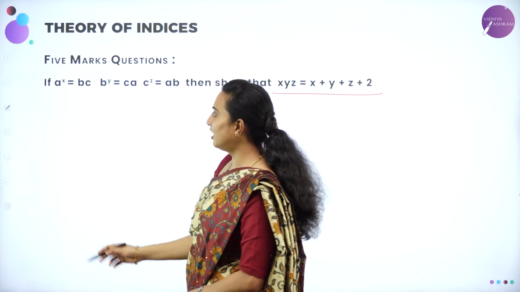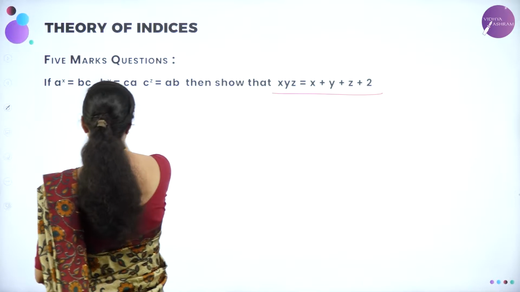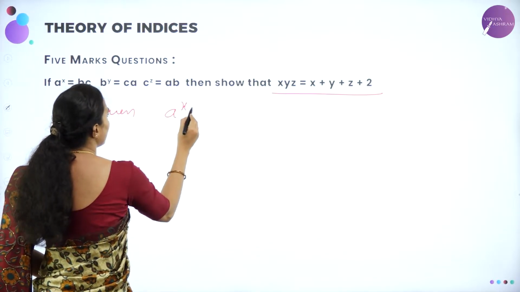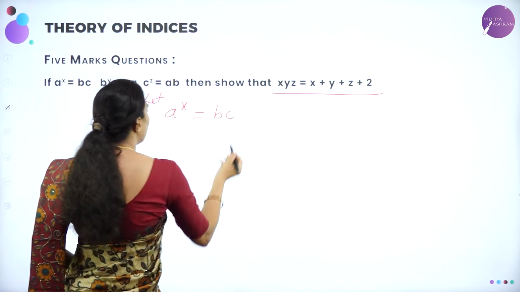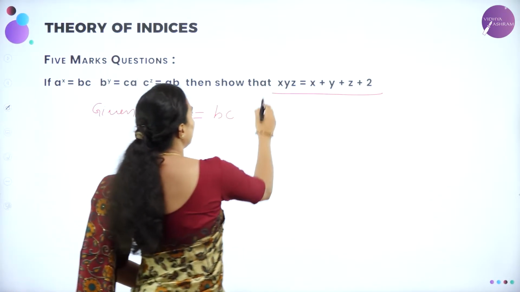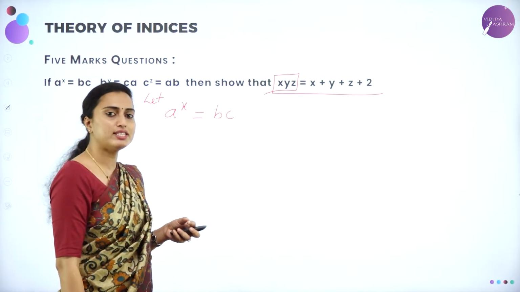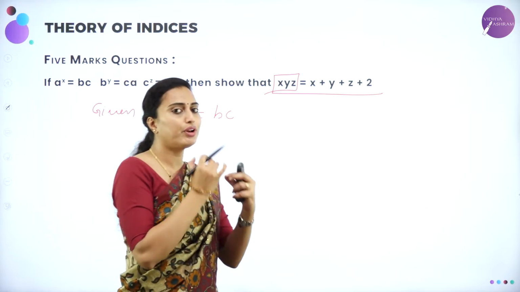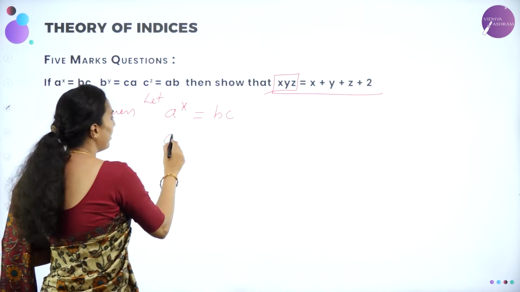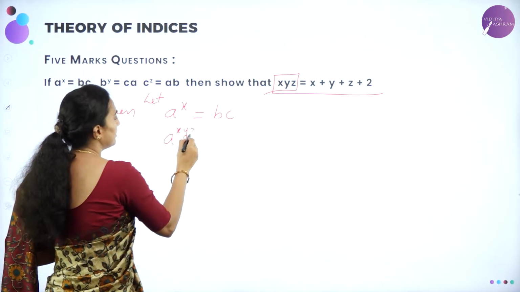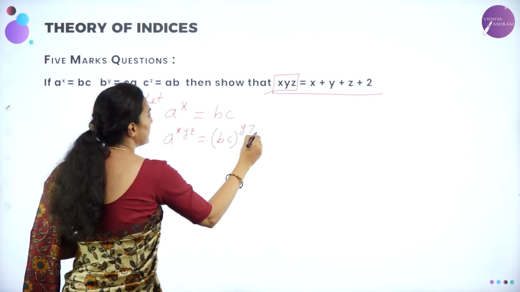So let us take what is given. I am going to take a power x is equal to bc. In the left hand side, I want xyz, which I do not have here. So what I need to do is raise the power yz. Raising the power yz, I get a power xyz is equal to bc whole to the power of yz.